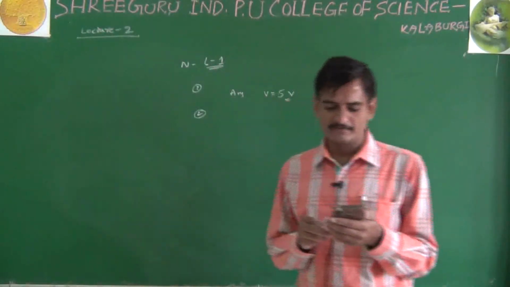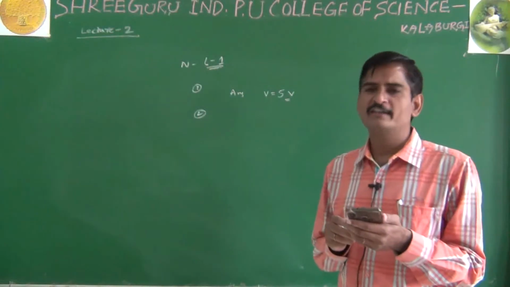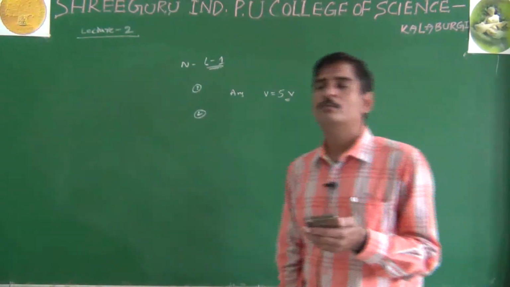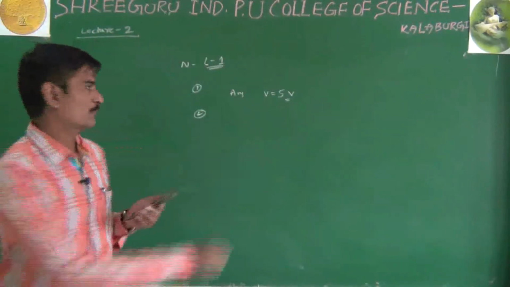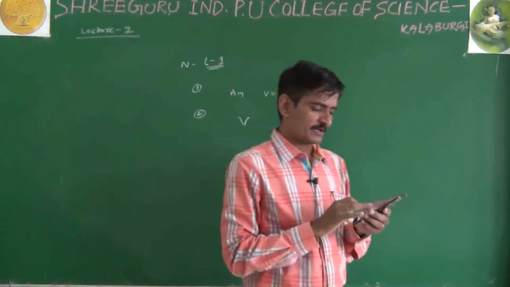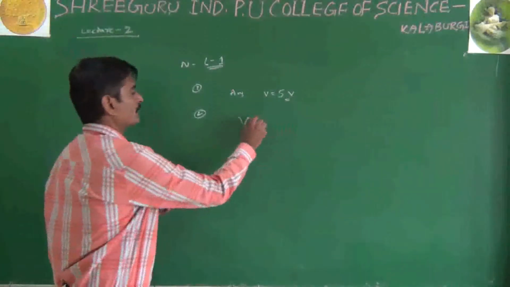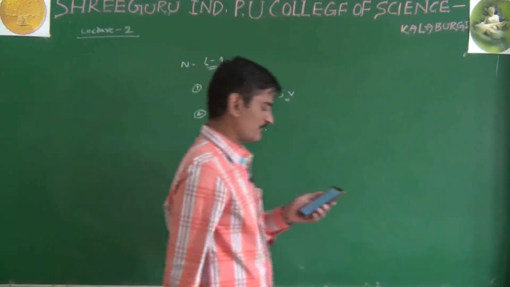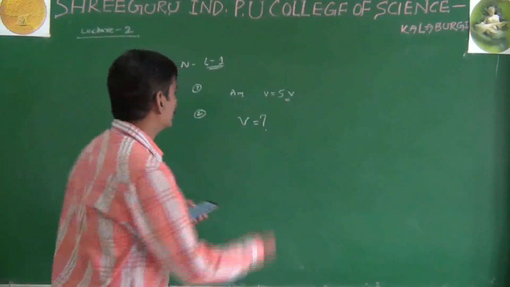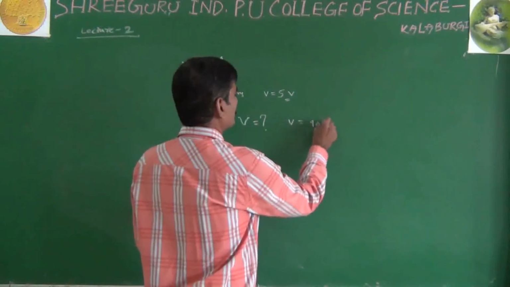To another place where potential is V volt, comma, find the value of V, question mark. This is just a 2-mark question. The answer for this question number 2 will come out to be V is equal to 90 volt.